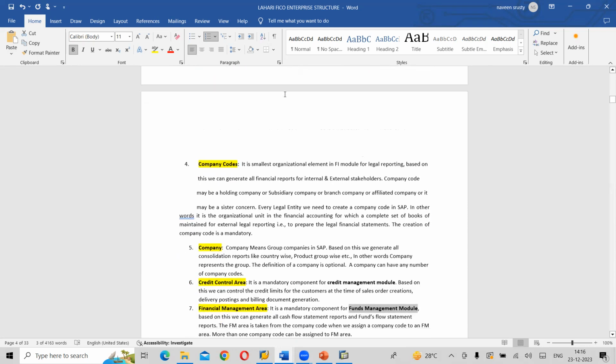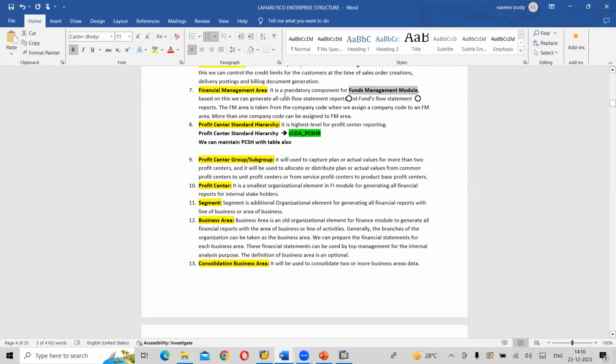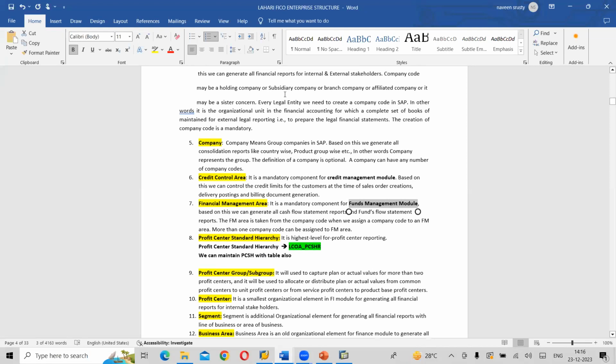Any questions here? And if you don't understand also, it's fine, no problem, because we are going to see it, and it's not our topic. Again, as I clearly mentioned, it is a credit management module and it is a funds management module. Just to have an idea what a credit control area is and what a financial management area is. Any questions? Nothing from my end. Okay. How about others? Can I go ahead?